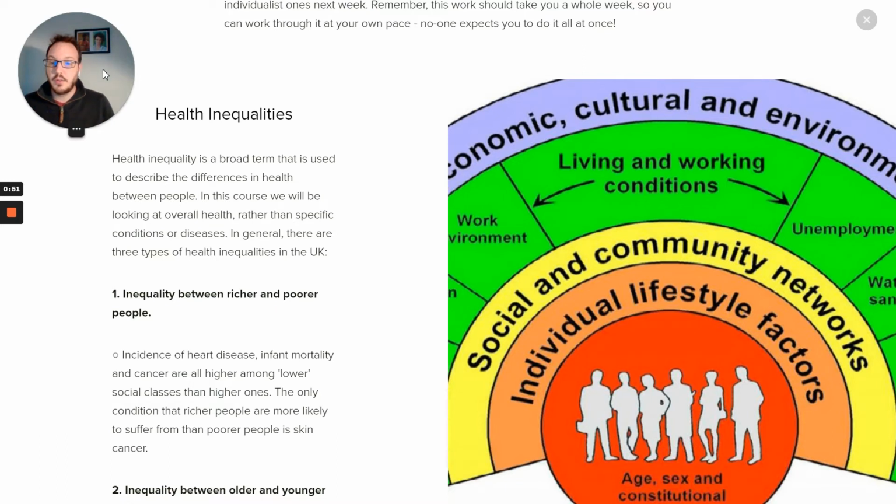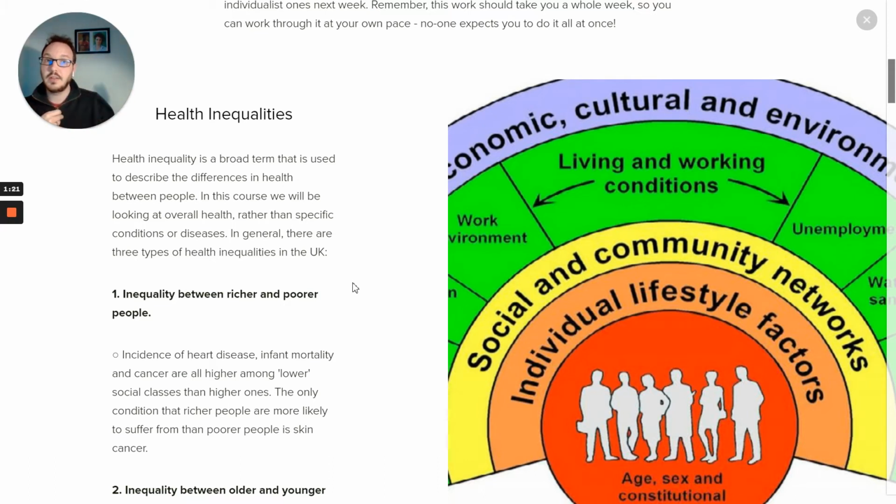And in general, there are three major types of health inequalities in the UK. The first is the inequality between richer and poorer people. That makes sense, right? We know that rich people tend to be much healthier than poorer people. Incidence of heart disease, that means how often something happens, so the incidence of heart disease, of infant mortality, and of cancer are all higher among what we call lower social classes than higher ones.